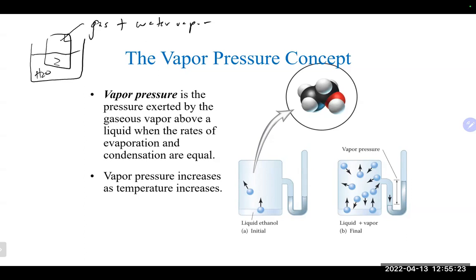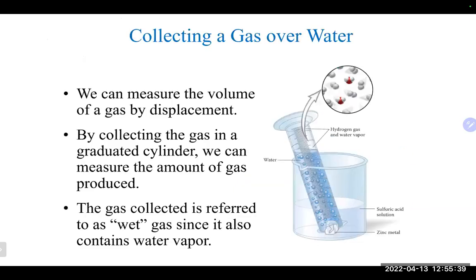In the example of the magnesium and the hydrochloric acid, we were interested in just the hydrogen gas that we collected. In the case of the second one, we collected oxygen gas. In both of those cases, because we collected the gas with the water, we got some water that came along for the ride.